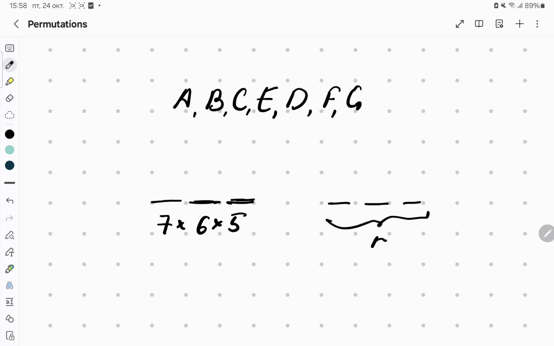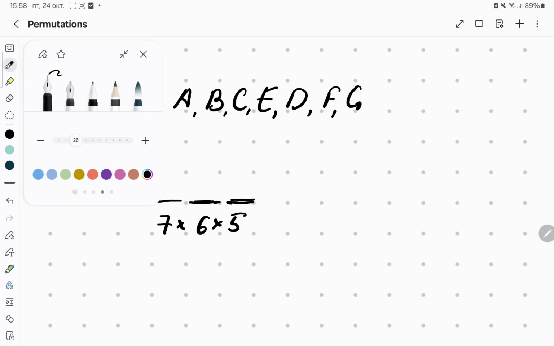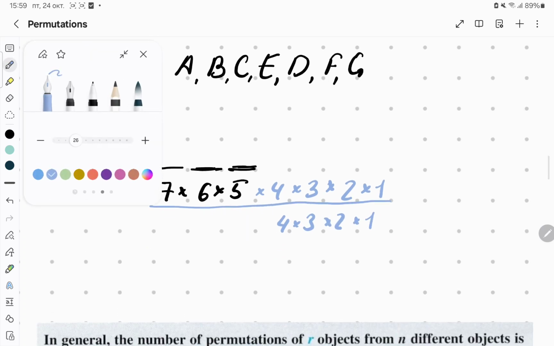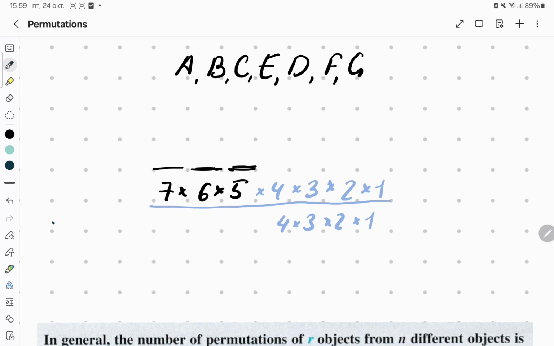Okay, how to deduce the formula? So let's deduce the formula together. What we can say is that this number could be obtained if we multiply this number by 4, by 3, by 2, and 1, and then divide by 4, by 3, 2, and 1. Okay, so what will we get? We will get here the first row.